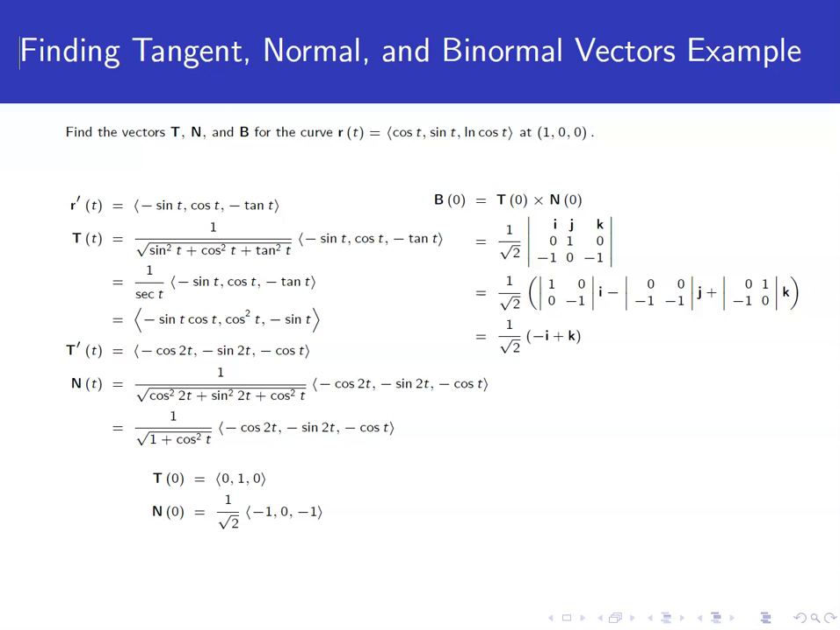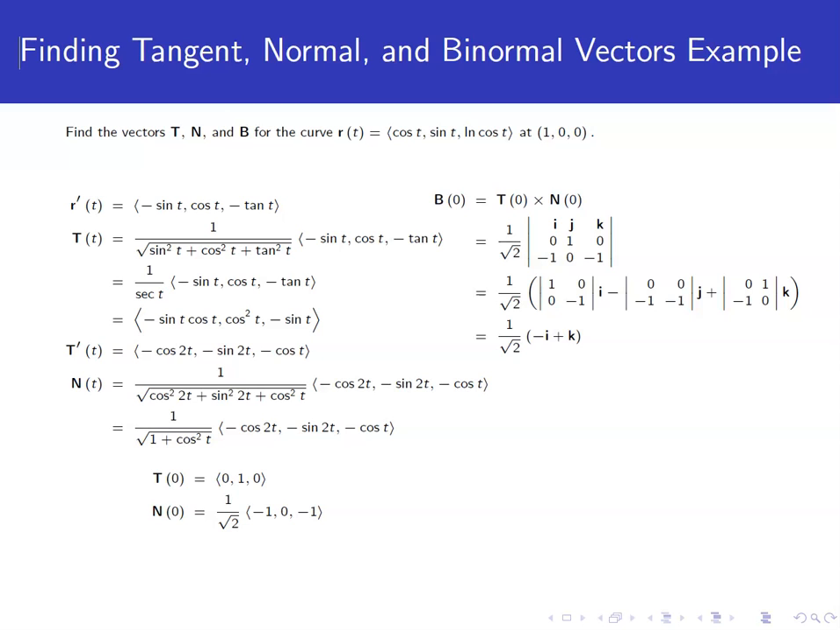In this video, we're going to look at an example of finding the unit tangent, unit normal, and binormal vectors. So it asks us to find those three vectors for the curve r of t equals cosine t, sine t, log cosine t at the point 1, 0, 0. So the first thing we need to do before we get down to any of those things is take the derivative. The derivative of our vector-valued function in this case is negative sine t, cosine t, negative tangent t.